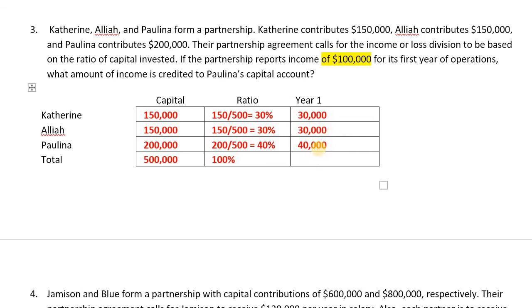Let's add it all up and make sure it totals the 100,000. It does. 30, 30, 60, and 40 is 100. So there you have it. That's how you divide up the income and put it in their capital accounts based on percentage of capital balances.